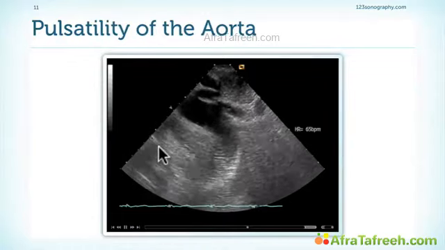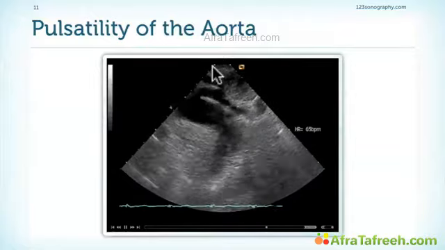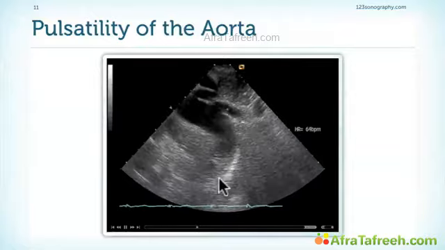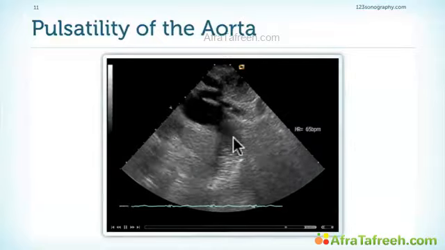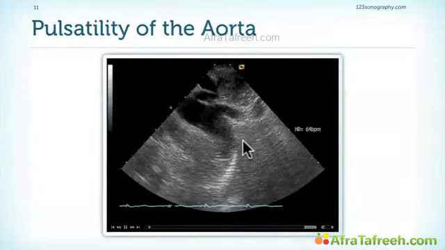This also explains why you have a strong pulsatility in the vessels, as can be seen also in a suprasternal view here in the aorta. We see that there's much pulsatility, which is visible even in the two-dimensional image.